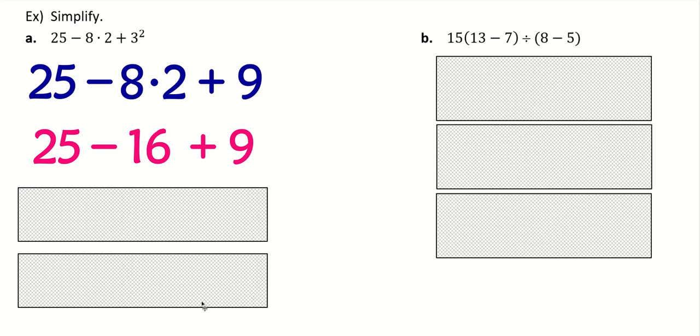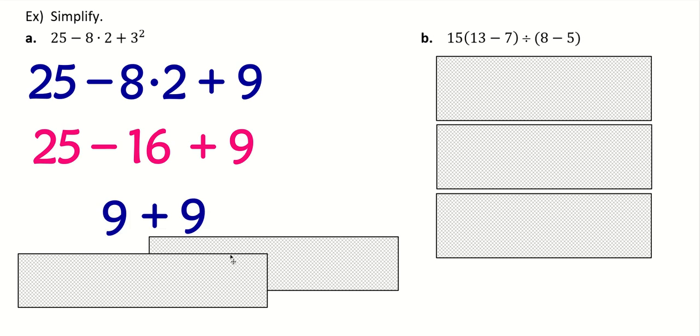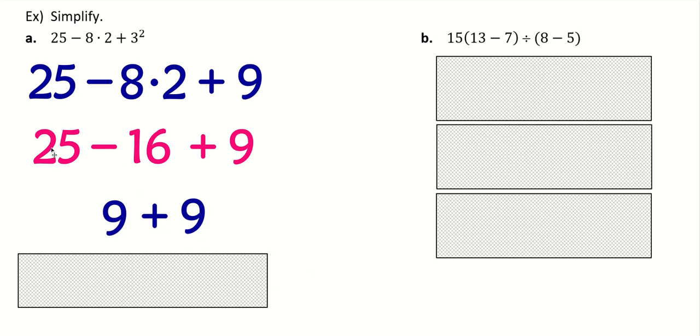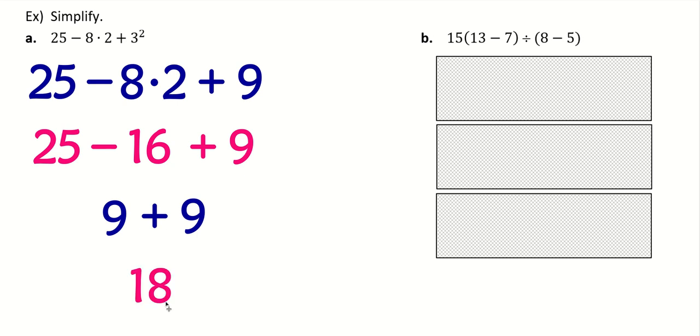The 8 times 2. And then all that's left is adding and subtracting, but you do it from left to right. So this subtracting happens first. 25 minus 16 becomes 9. This plus 9 drops down just like everything else was dropping down that wasn't done at that moment. And then the last thing is 9 plus 9 is 18.